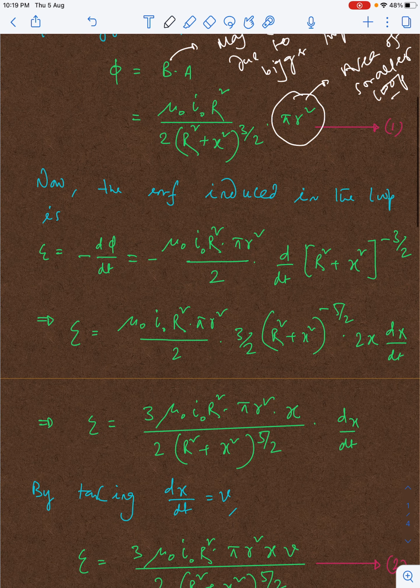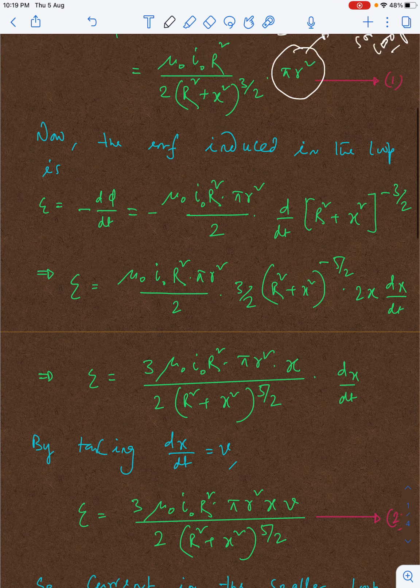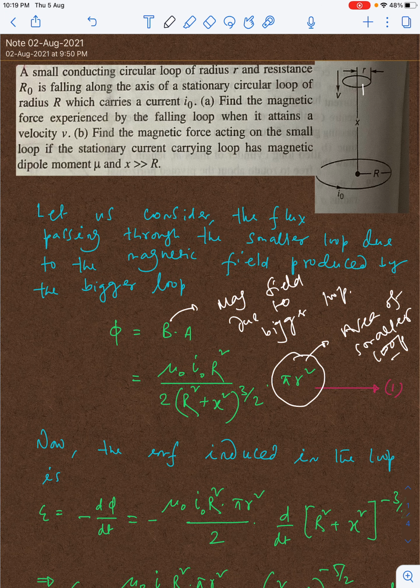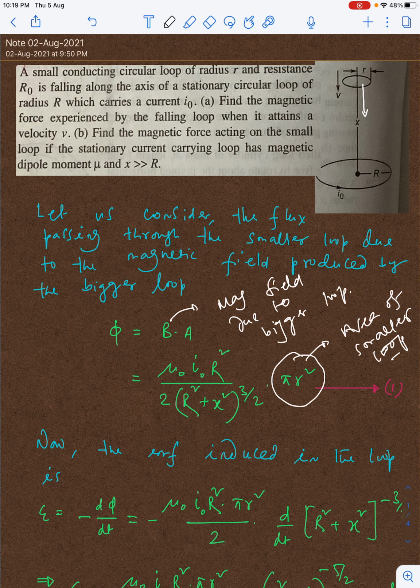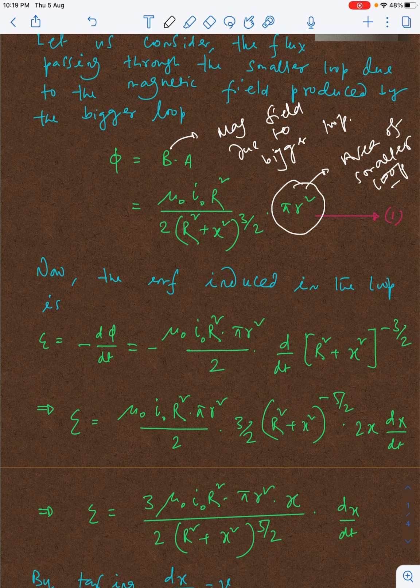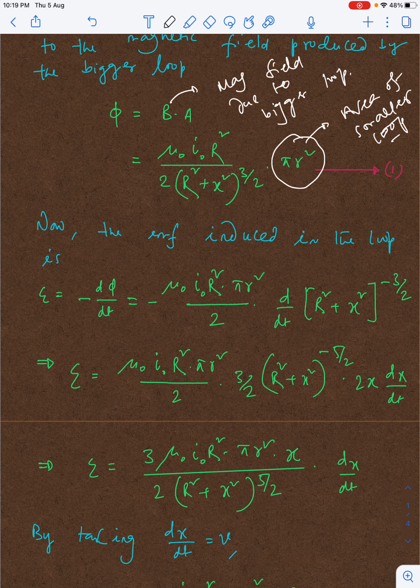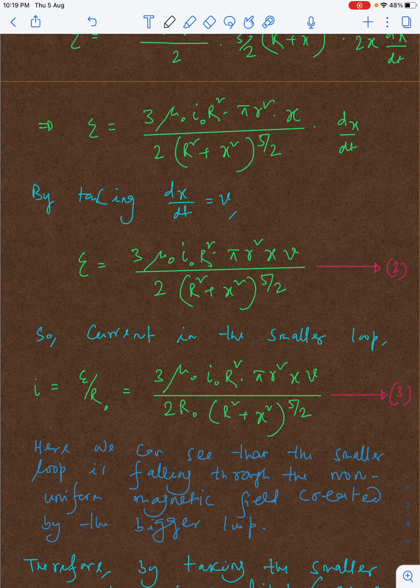Then the induced EMF is coming to be 3 mu naught I naught R square pi r square x divided by 2 into a lot of terms, you can just go through the calculation, into dx by dt. And here dx by dt is nothing but the velocity with which the loop is falling down, since x is the separation along the axis of the two loops. And there is one more trick you can apply. Here, if I substitute dx by dt, then E is coming to be 3 mu naught I naught R square pi r square x into v divided by this quantity.